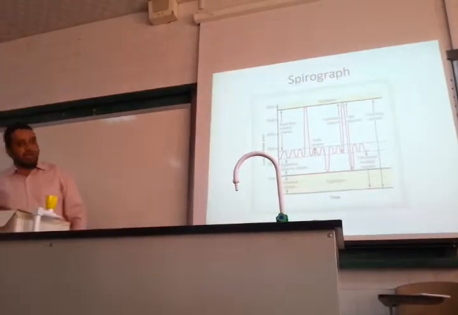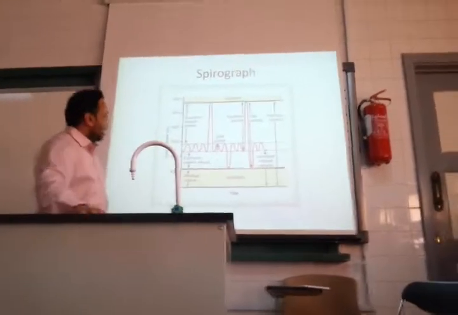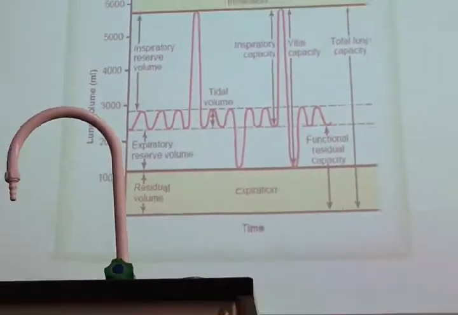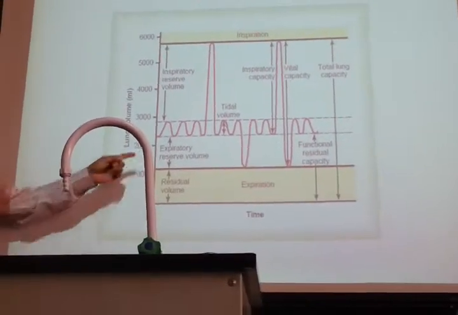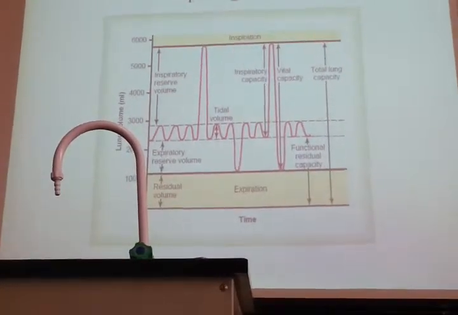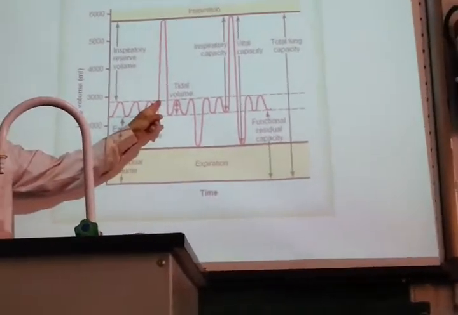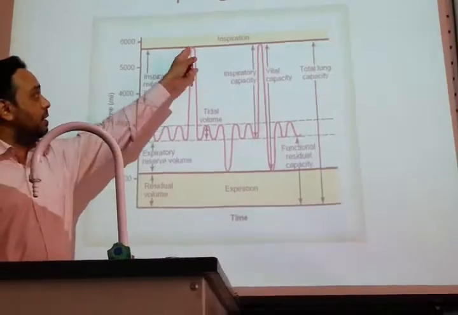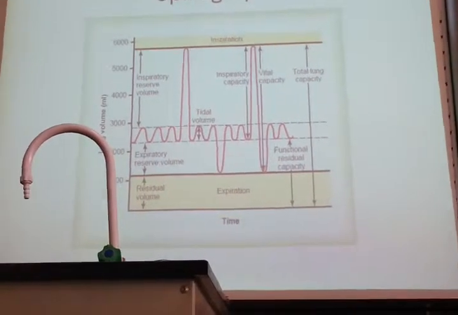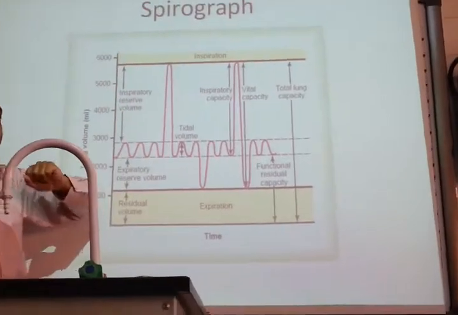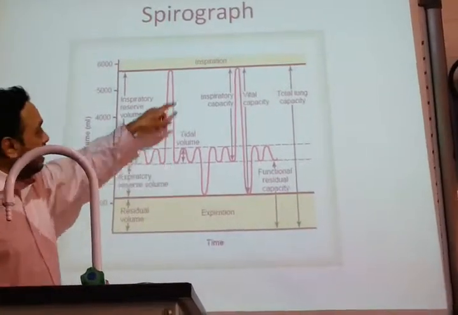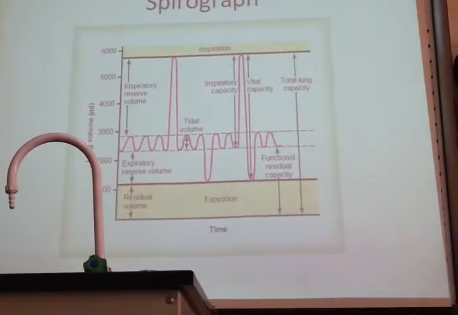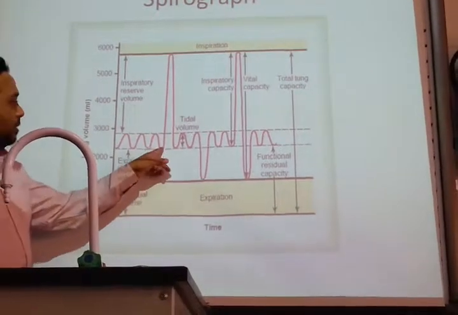Let me show you a diagram. Now, this is the tidal volume: inspiration, expiration, inspiration, expiration. Normal. How much? About 500 milliliters. After the normal inspiration, which is 500 milliliters, you can take in more air. From here to here is the inspiratory reserve volume. And from here to here is inspiratory capacity.